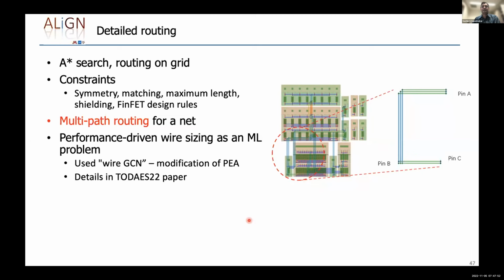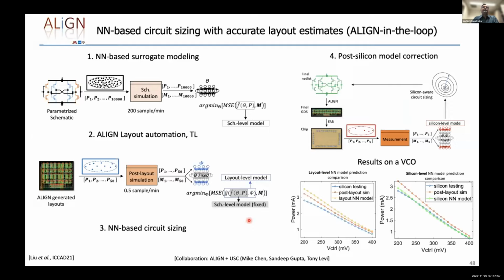Now, finally, there's also this issue of what happens after layout generation, what happens beyond layout generation. Because layout generation is part of the picture. When you think about the overall picture, it's the designer creating the schema, going from the schematic, optimizing the circuit, and then going on to layout. And there are iterations involved in this. So how can you capture this?